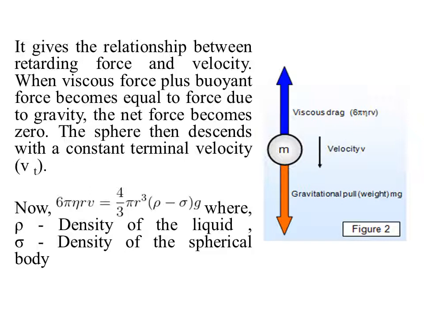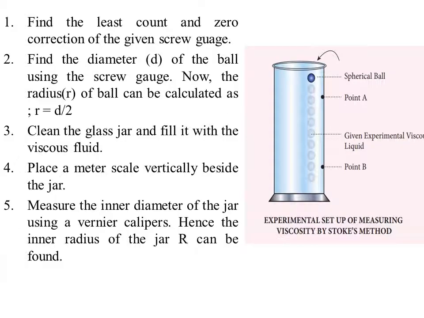Here in this diagram you can see the viscous force is the upward force which restricts the motion of the ball, and the gravitational pull is the force which is making the ball come down. So these two forces should be equal, and from that formula you can find eta.